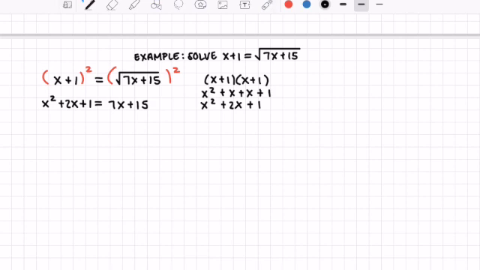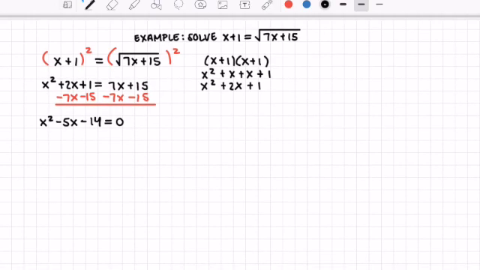Since we have an x to the power 2, that means we have to use some form of factoring to solve our equation, which means I need to move my right side to the left side. So I'm going to subtract 7x on both sides first, and I'll subtract 15 on both sides as well. That way, I'm left with x to the power 2 minus 5x minus 14 equals 0. From there, I need to solve for x by using one of my factor methods.